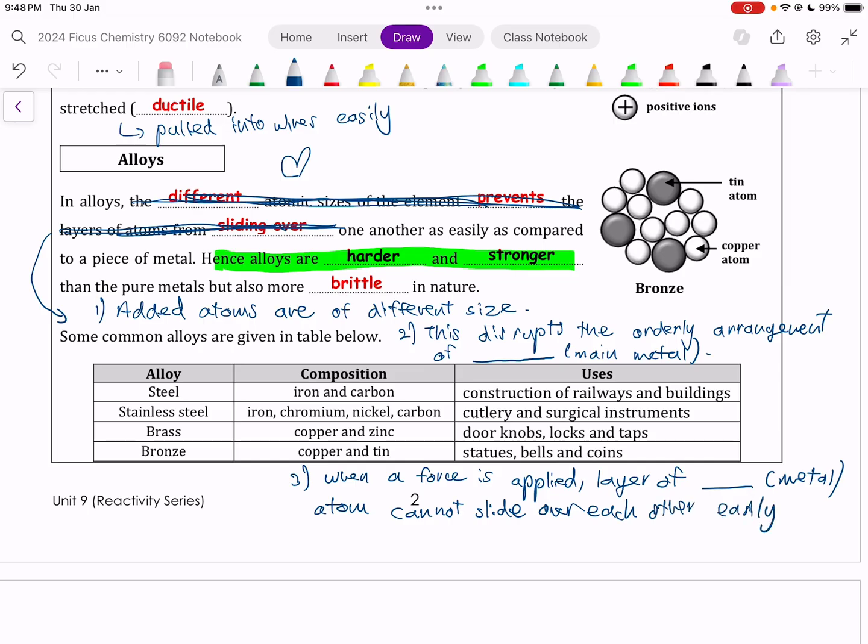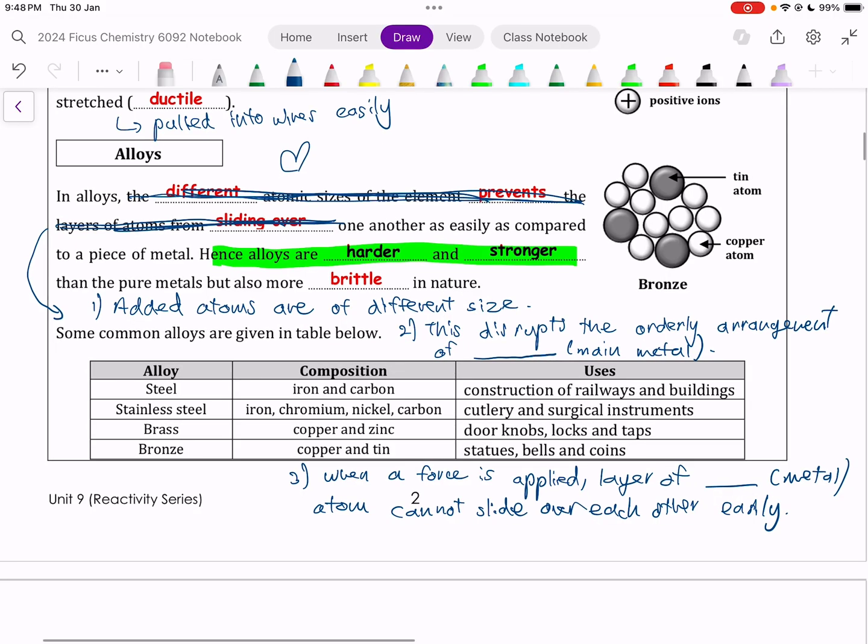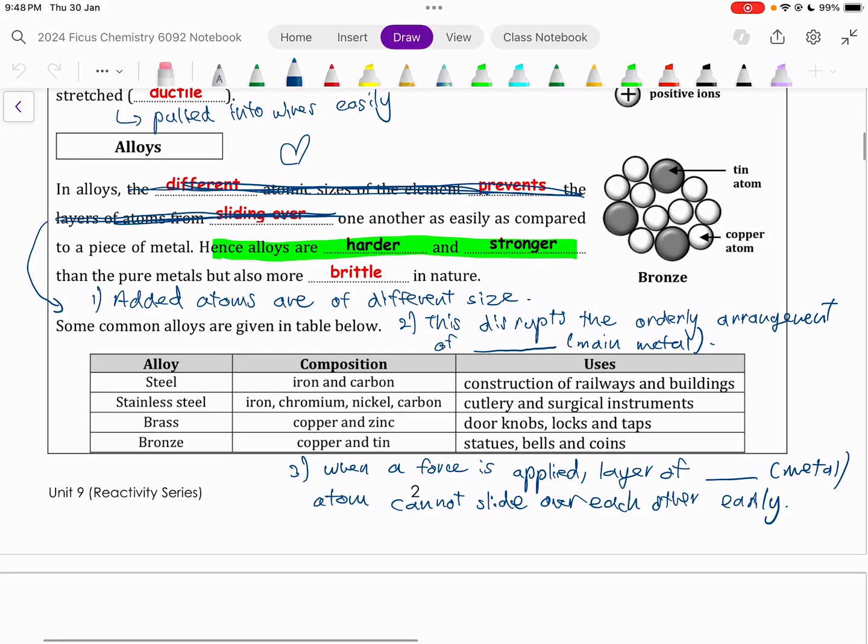Please note down the chain phrasing over here. Some common alloys that you study include steel, which is iron and carbon; stainless steel, iron, chromium, nickel, carbon; brass, copper and zinc. Of course, there's always a majority. For steel it is iron, for stainless steel also iron, for brass and bronze it is copper.